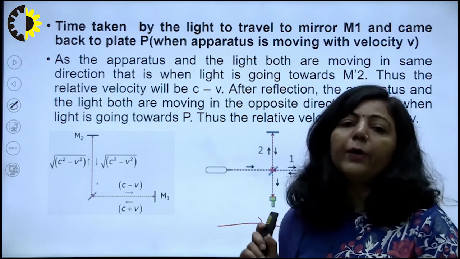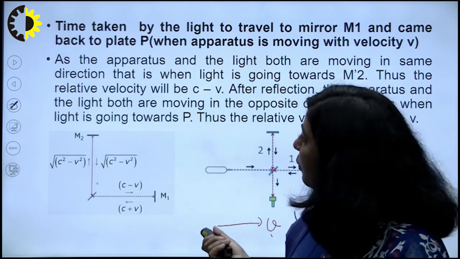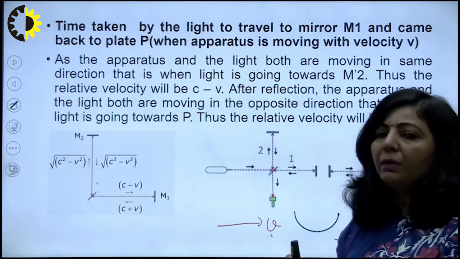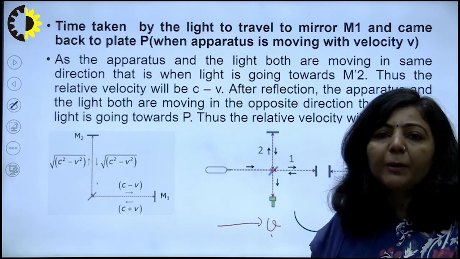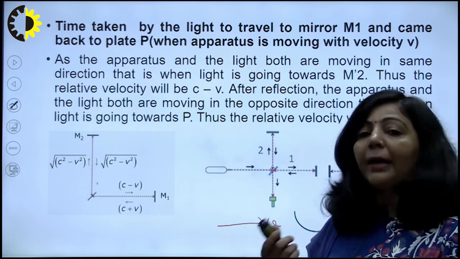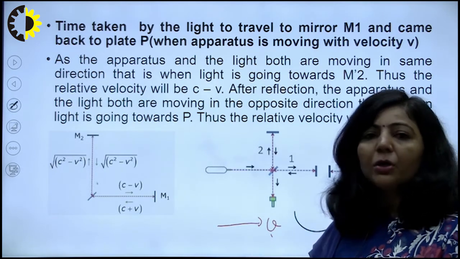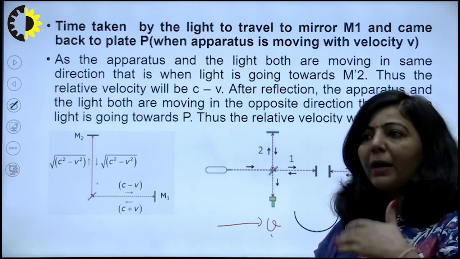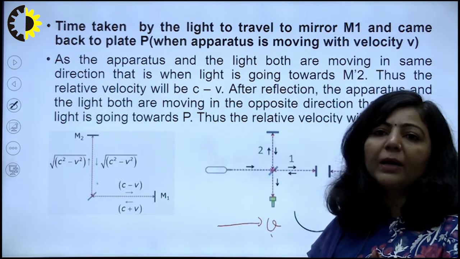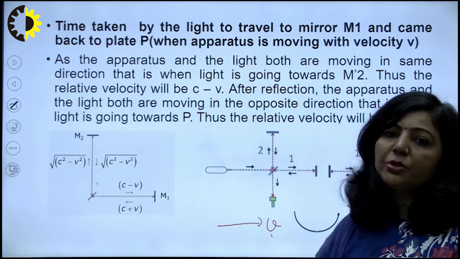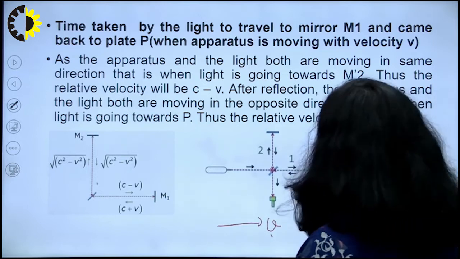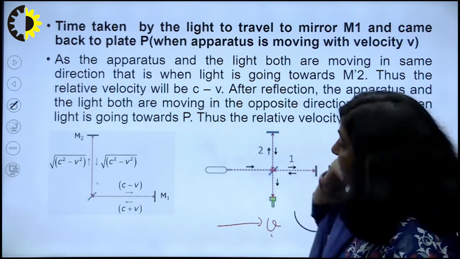Now we will try to find out that if the apparatus is moving with this much velocity, then what is the change in the interference pattern? What is the change in the time taken by the light rays for covering that round trip from glass plate to mirror and then from mirror to glass plate? We have to find that change. Clear? For that, again you have the same apparatus.